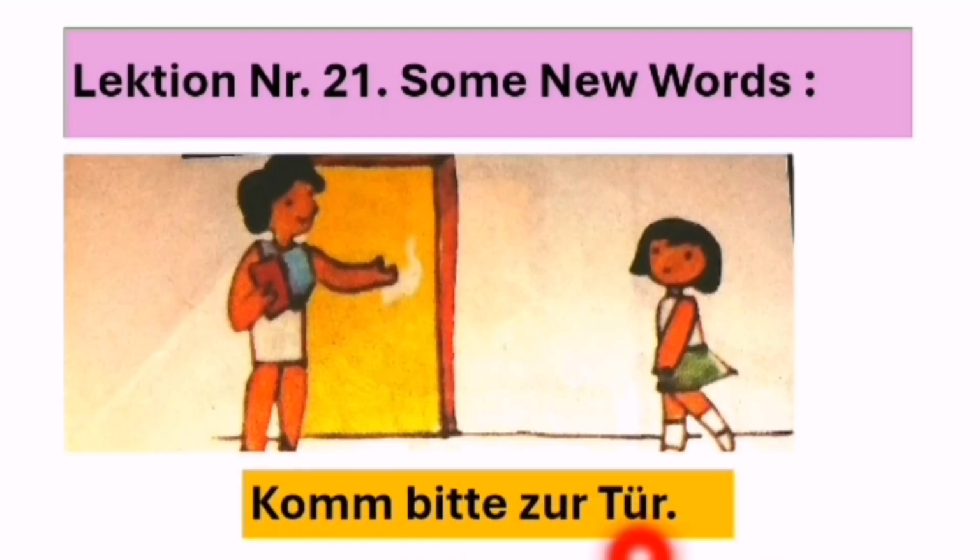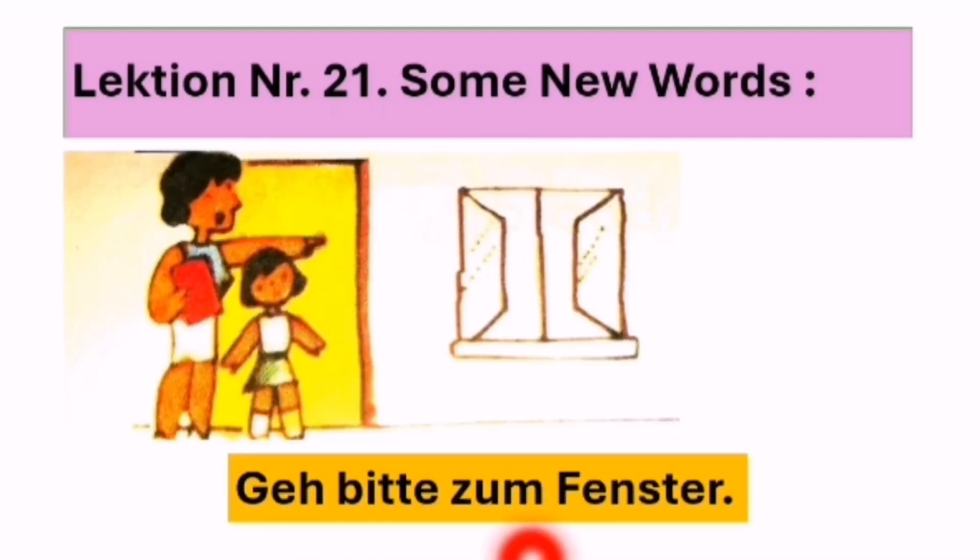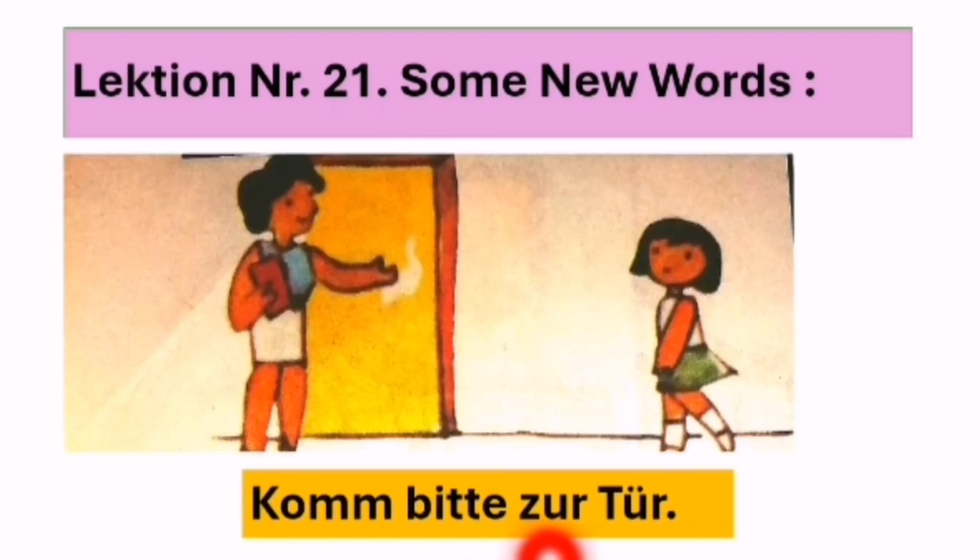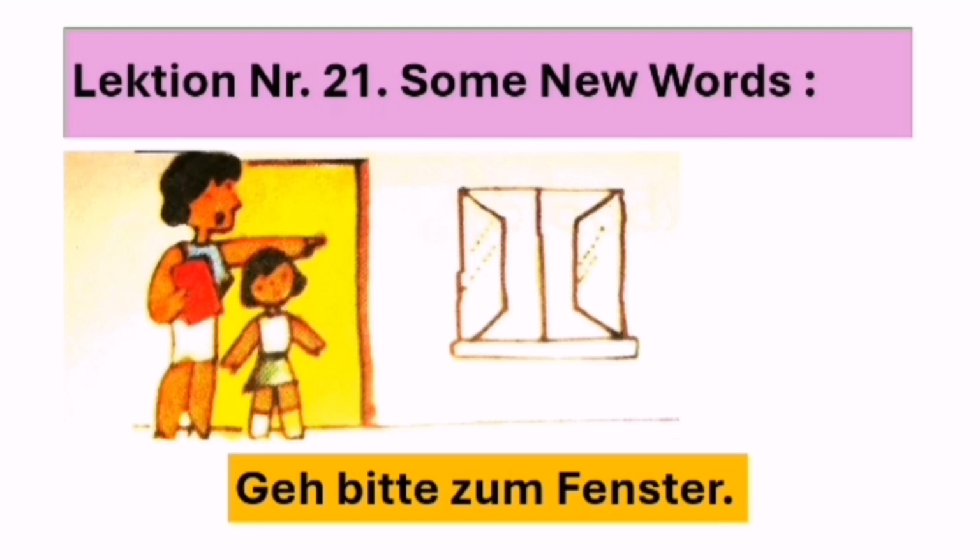Komm bitte zur Tür. Please come to the door. Geh bitte zum Fenster. Please go to the window. So in this sentence we have used zum. Geh bitte zum. But in previous sentence we used zur. What is the difference between zur and zum? Don't panic about this. You will learn in upcoming lessons. Just keep these words and vocabulary in your mind. Geh bitte zum Fenster. Go to the window.